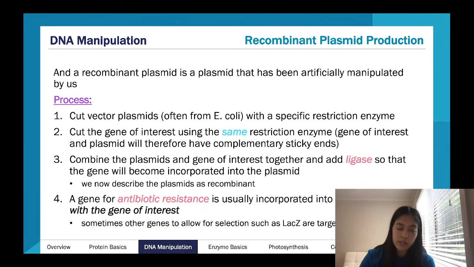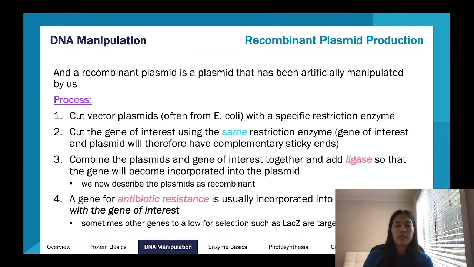So I've explained the general process in terms of how this happens. So you have your plasmid. This is just a normal plasmid. You cut it with our endonuclease. Remember our little scissors? They just chop it up. We get our open plasmid now. We then get the gene of interest. So this is our human insulin gene.